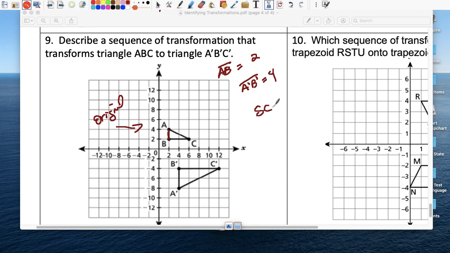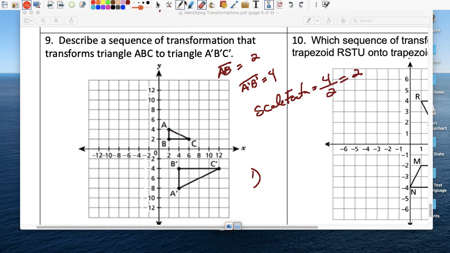Remember how I find scale factor? Just take the new measurement, which is 4, over the old, which is 2. And this triangle grew by a scale factor of 2. So we can say a scale factor of 2. So dilation happened.